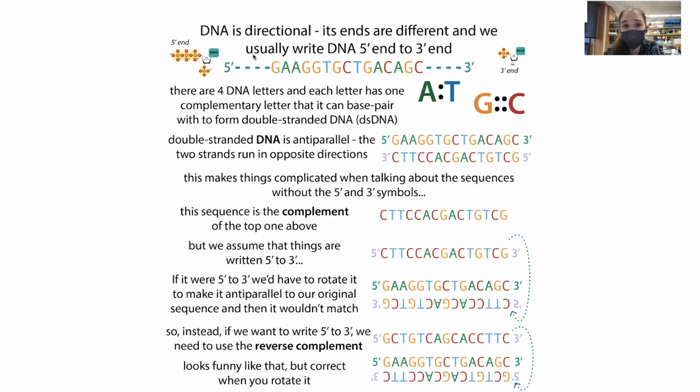The consequence of having it occur in this 5 prime to 3 prime manner is that at the 5 prime end, you're going to have a free phosphate group, and at the 3 prime end, you're going to have a free OH. And by convention, we write DNA from the 5 prime to the 3 prime. So if you see a DNA sequence, it's probably written 5' to 3'.